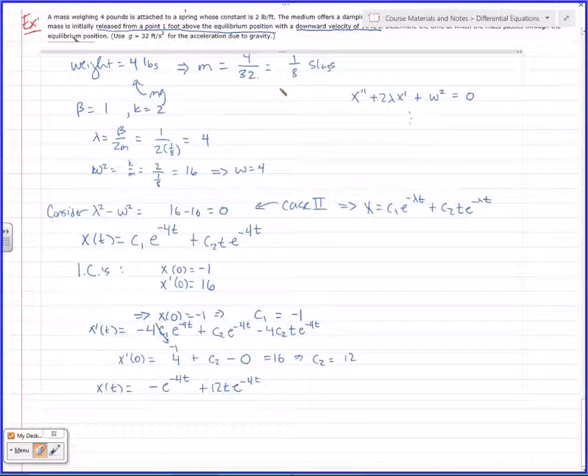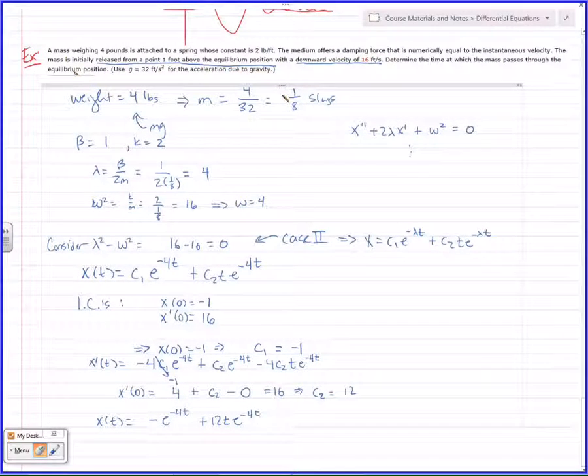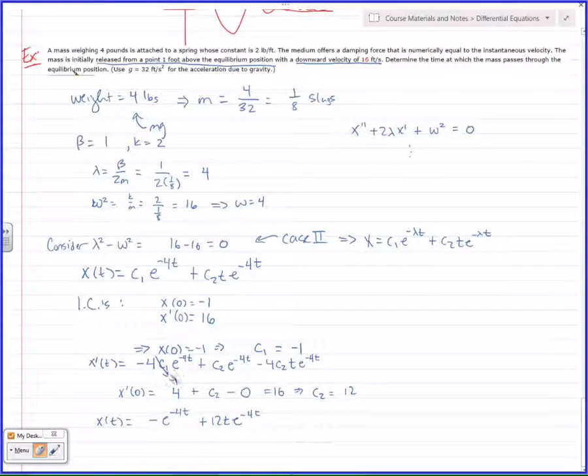But where did I lose you? On the x prime of t, should that be x prime of 0? Well, I took the derivative first, right? Oh, okay, I got you. And then I'm going to plug in 0. I usually insert that step whenever I'm working these problems so that I don't take the derivative and plug in 0 at the same time.